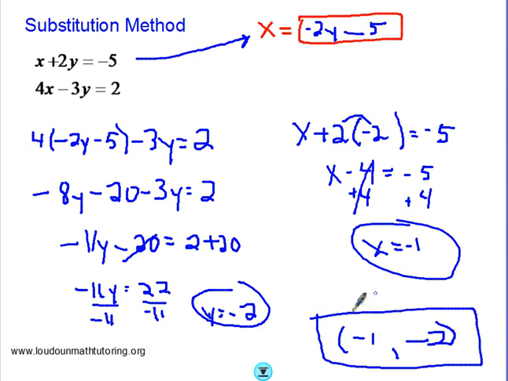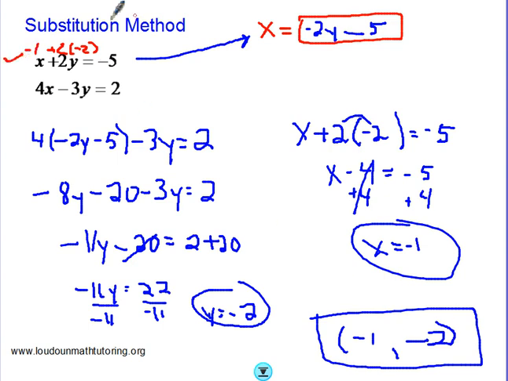This is a point on the graph that is the intersection of these two lines. It is a solution to both of these equations. So you could check your work. You could go in here and say substitute with negative 1 into x plus 2 times negative 2. Again, sorry about my writing, but get the idea here. It's going to be negative 4 plus negative 1 is negative 5, so that would check.